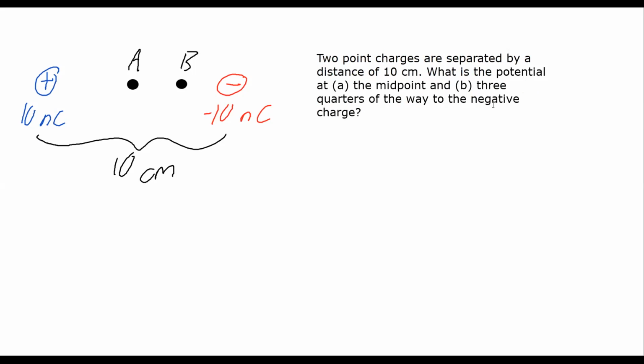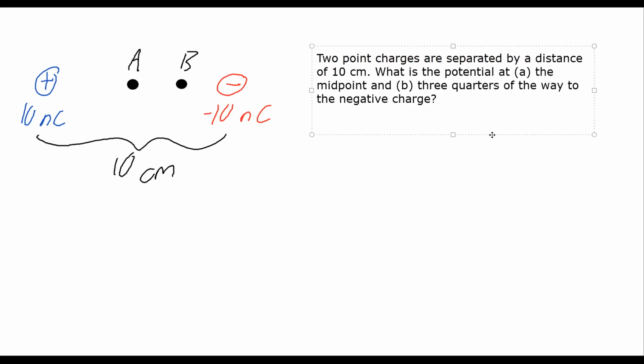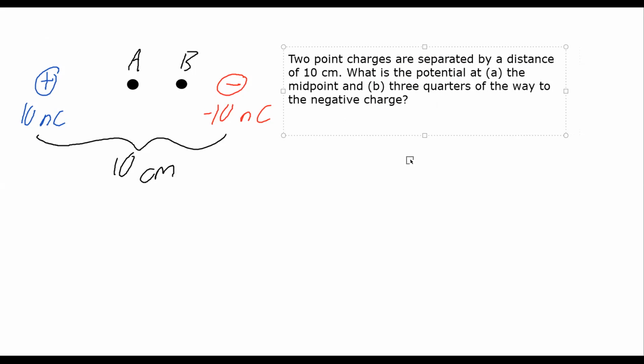Okay, so that is what we're doing. One thing you have to keep in mind about potential: potential is a scalar. It's not like a vector with electric fields. If potential is a scalar, that means you don't have to worry about direction at all.